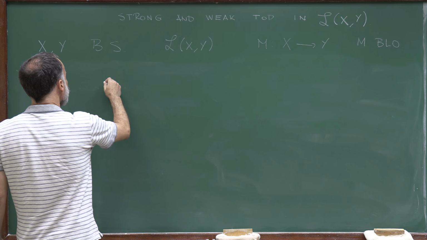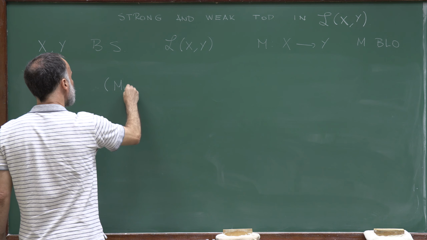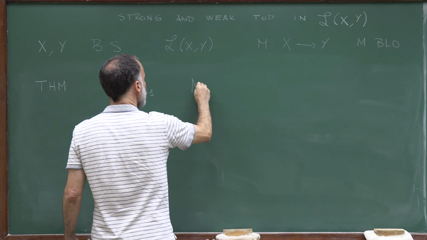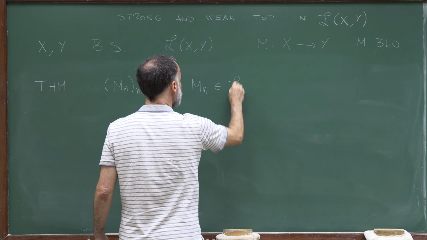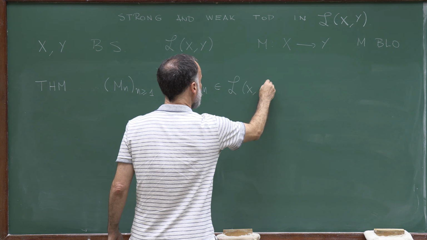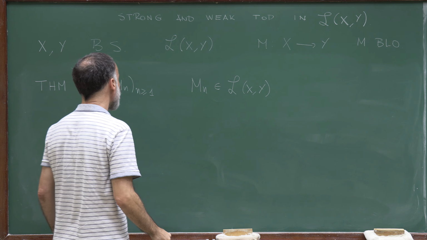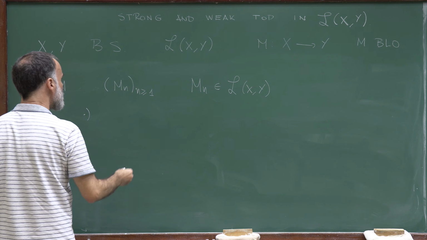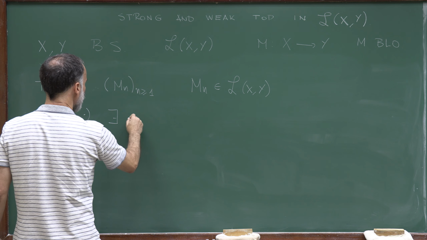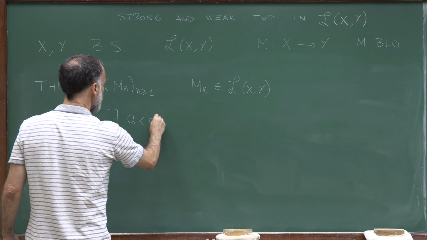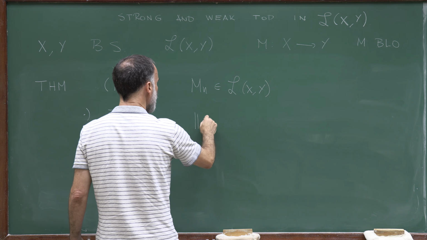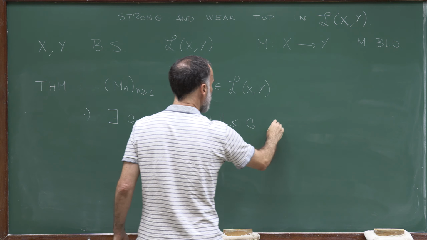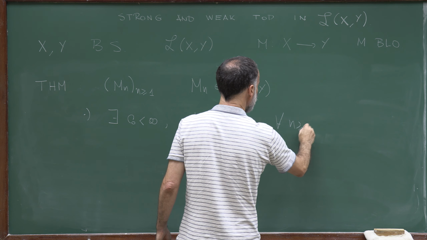So assume that we have a sequence Mn in L(X,Y), which satisfies two properties. First, that it's bounded. So there exists a finite constant C0 such that the norm of Mn is bounded by C0 for all n larger than 1.